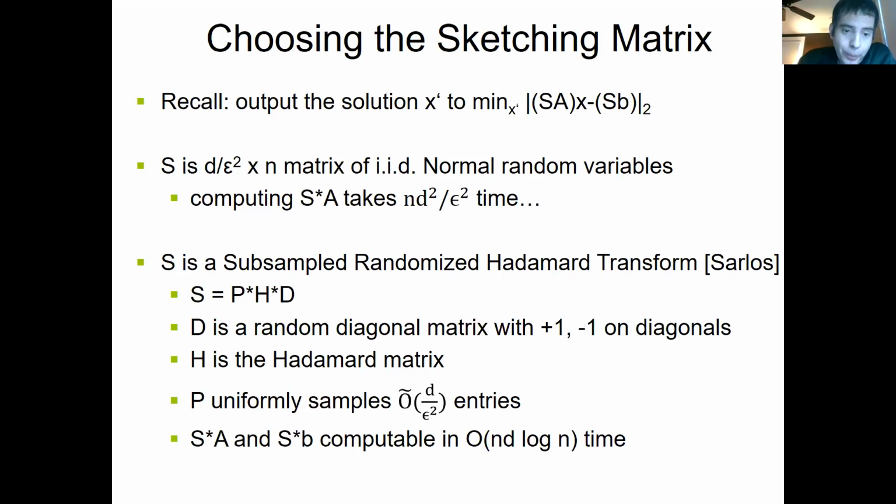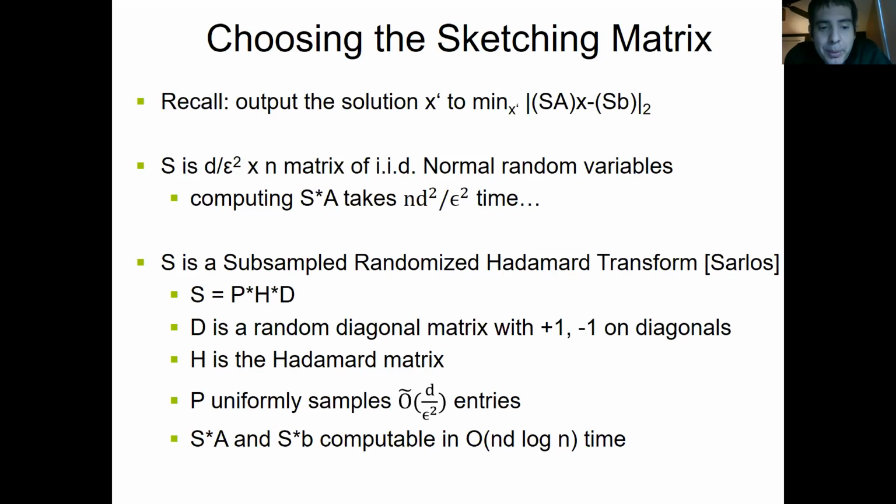And so importantly, if I apply S to each column of A one at a time, then for each column, it only takes n log n time to apply S. And so in total, I can compute S times A in nd log n time. And similarly, S times B in n log n time. And it turns out that this actually works.